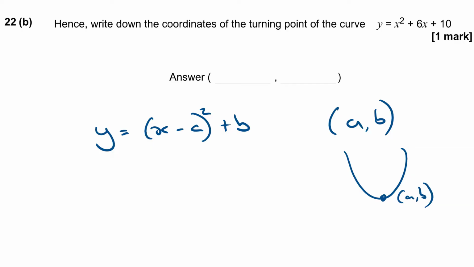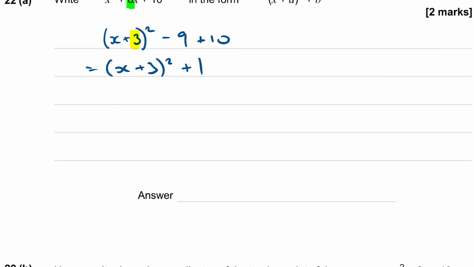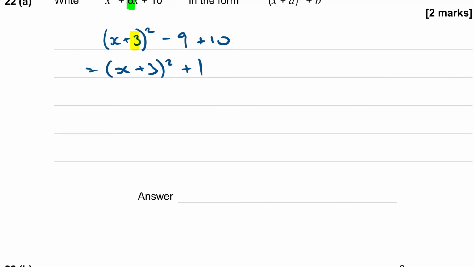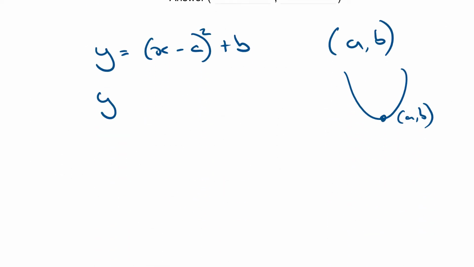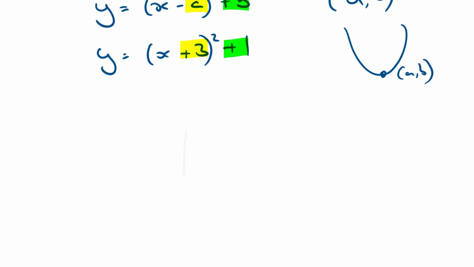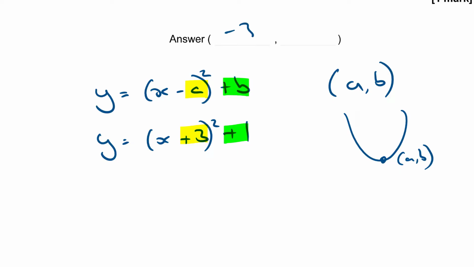So here we worked out our equation in complete square form was x plus 3 all squared plus 1. So here we're going to have y equals x plus 3 all squared plus 1. So you can see our value of A is going to be, well, the flip sign of that, which is going to be minus 3. And our value of B is going to be 1. So A equals minus 3, and B is equal to 1, like that.